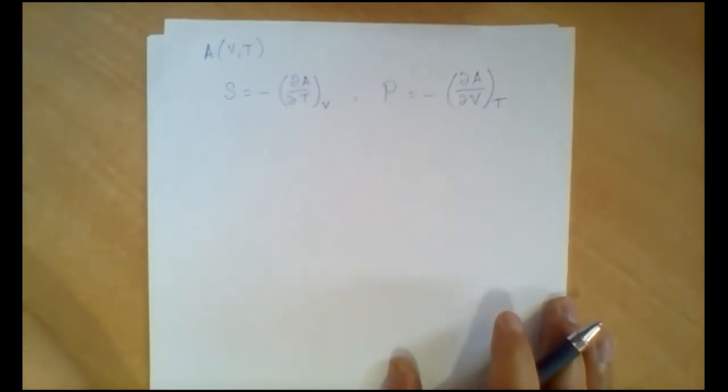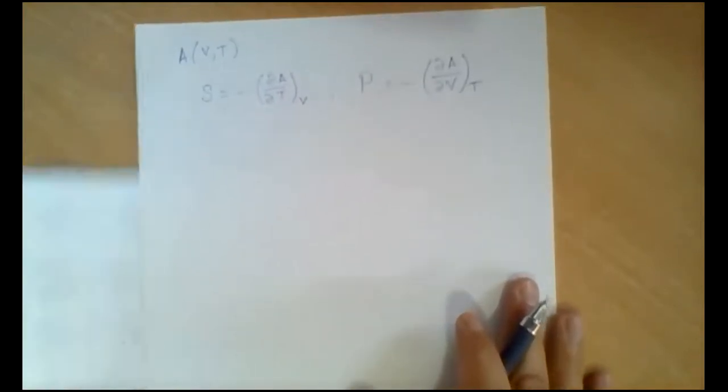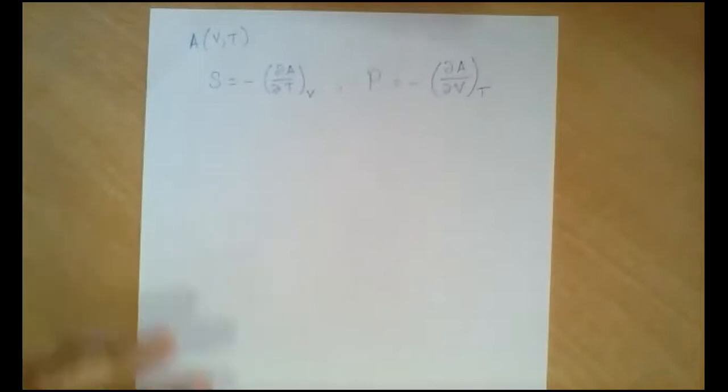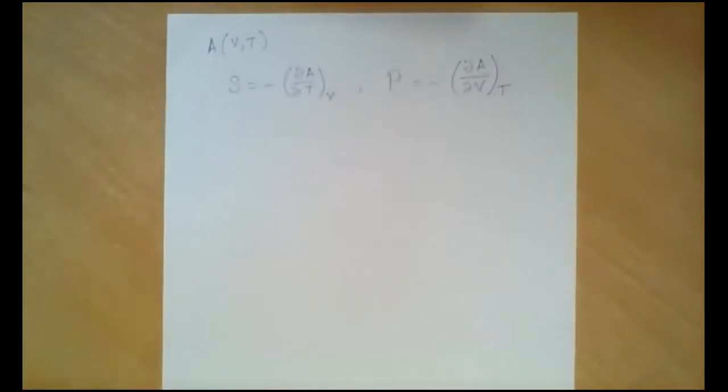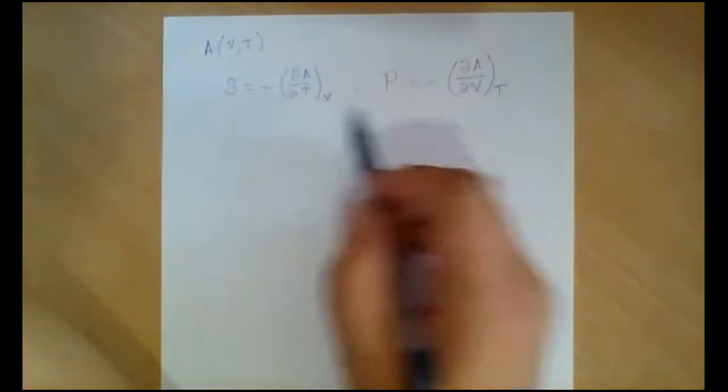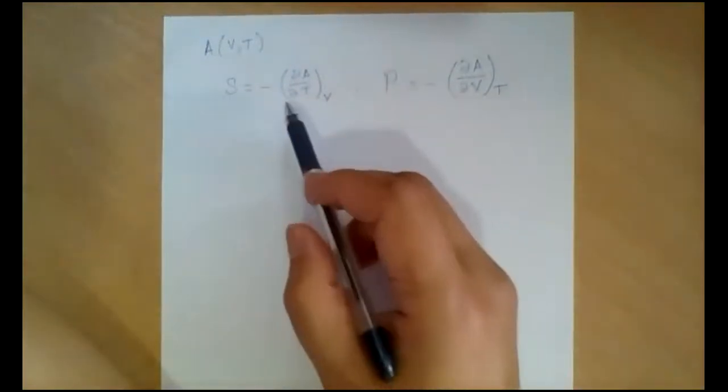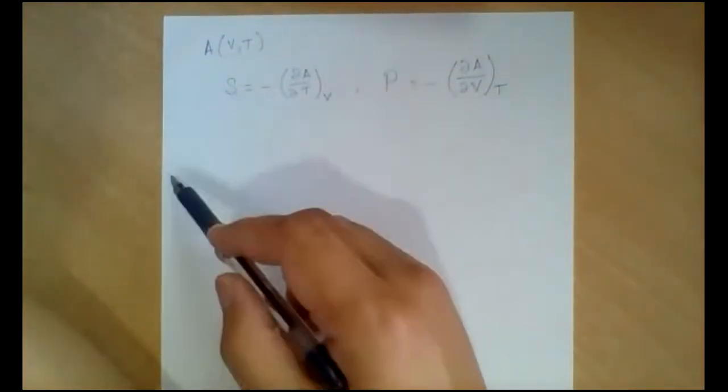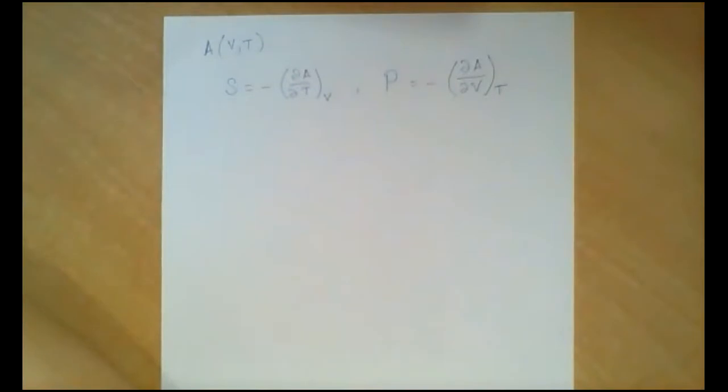In physics, in most of the cases, the functions are continuous. These partial derivatives are also continuous. So, in most of the physical cases, these are continuous functions.